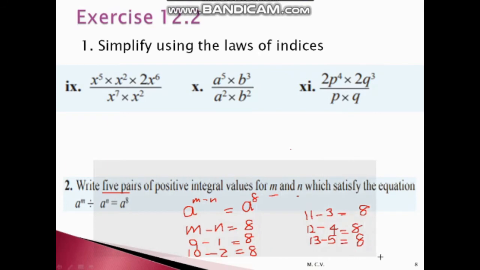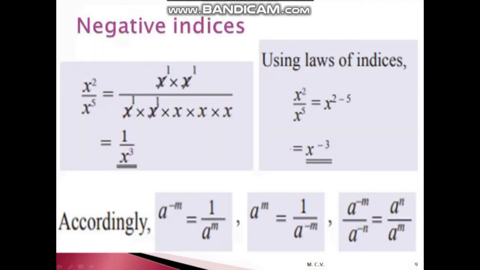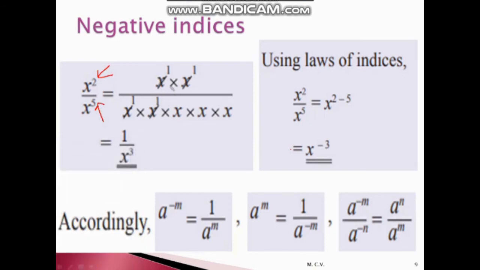Let's see this example. Negative indices. X to the power 2 divided by x to the power 5. When we expand x to the power 2 and x to the power 5, x into x into x into x into x. Simplify. Then 1 remains in the numerator. X to the power 3 remains in the denominator. 1 over x to the power 3.